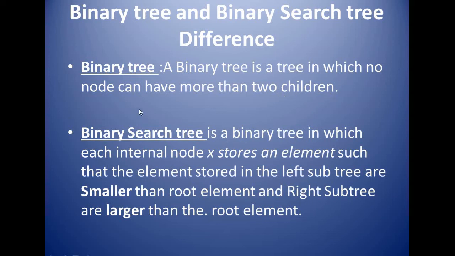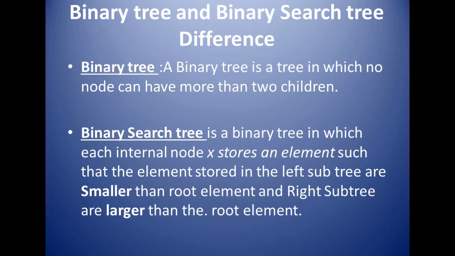The difference between binary tree and binary search tree is that in a binary search tree, the left element should be smaller than the root element and the right element should always be larger than the root element. For example, the root element is 10. If you want to insert 20, we have to insert it on the right hand side in the binary search tree. And if you want to insert 5 or 2, you have to insert it on the left hand side. That is the binary search tree condition.